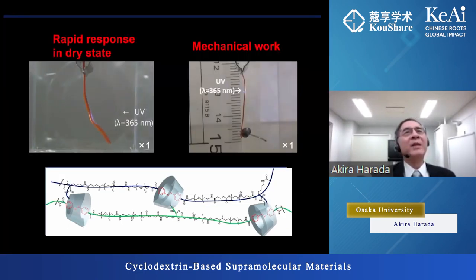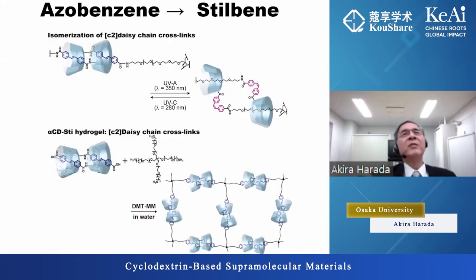Okay, when the dried gel was irradiated with UV light, the gel bent toward the light quickly. In this case, the weight was lifted up by the UV light radiation shown here. But in this case, the bent samples did not go back to the original shape. So in order to make the movement reversible, I mean so the bent sample can go back to the original shape, we have decided to use a stilbene as a photosensitive unit, because a stilbene can be isomerized reversibly by UV light.